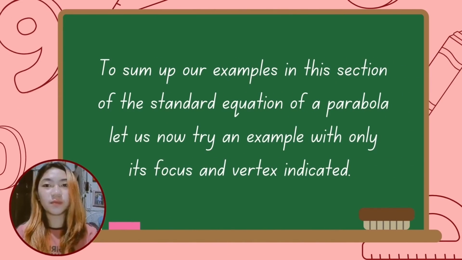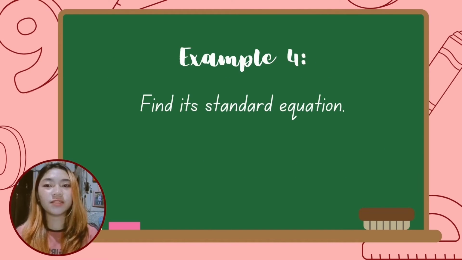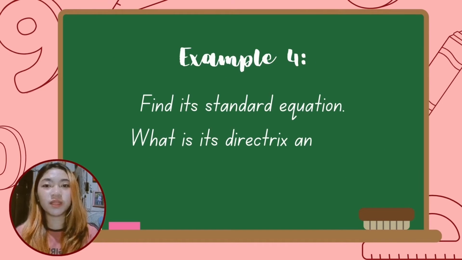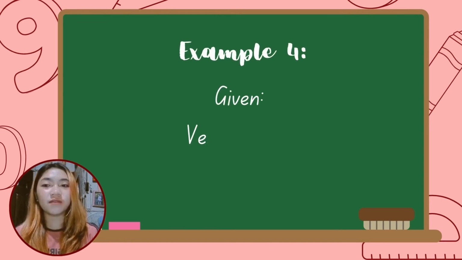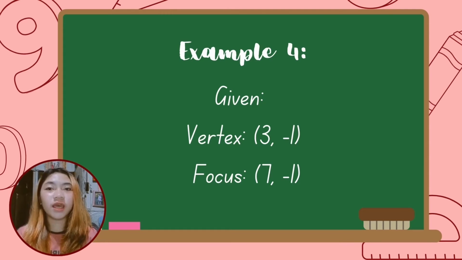To sum up our examples in this section on the standard equation of a parabola, let us now try an example with only its focus and vertex indicated. Example number 4. Find its standard equation. What is its directrix and axis of symmetry? Given vertex (3, negative 1) and focus (7, negative 1).